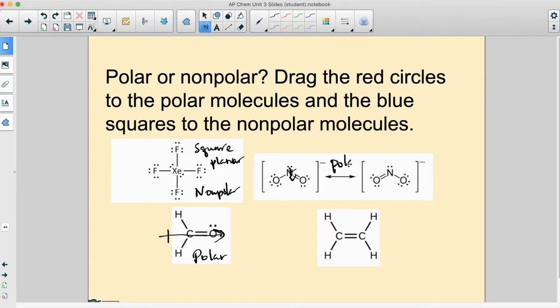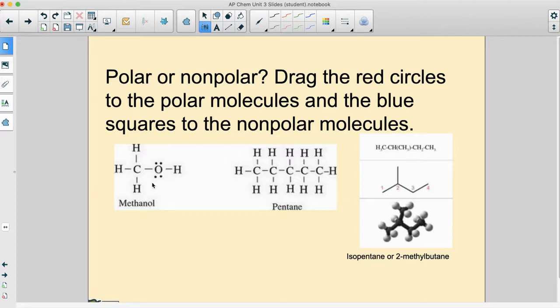So this is polar. Here we have an even distribution, and also CH bonds are nonpolar, or considered nonpolar, even though there is a slight difference in electronegativity. The bond is considered nonpolar, so this is only nonpolar bonds, so the molecule is nonpolar. Okay, methanol with the oxygen here is polar. Pentane, all CH bonds, CC bonds, all nonpolar bonds. Pentane is nonpolar. For the same reason, isopentane or 2-methylbutane is nonpolar. All right, and by the way, you don't need to name these things.